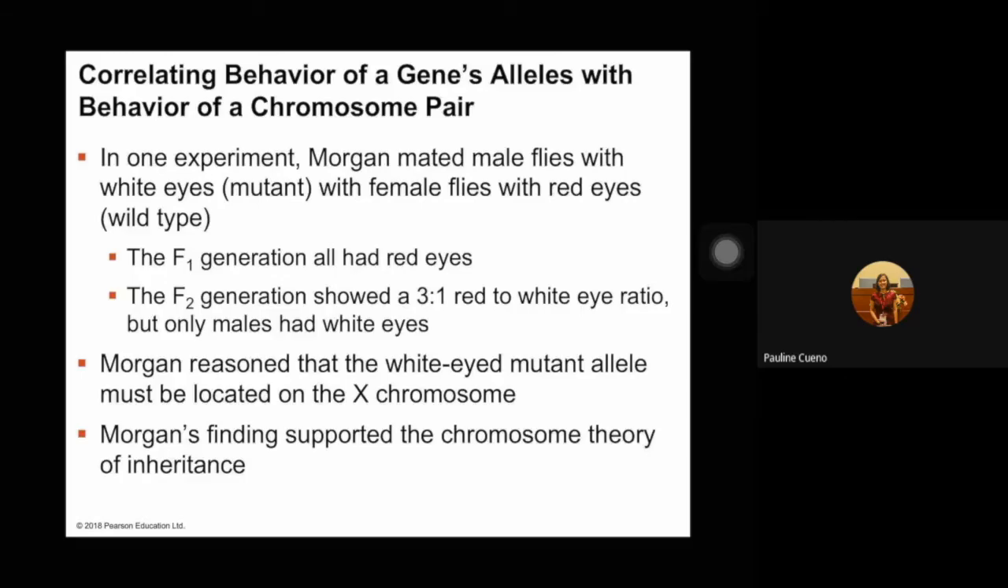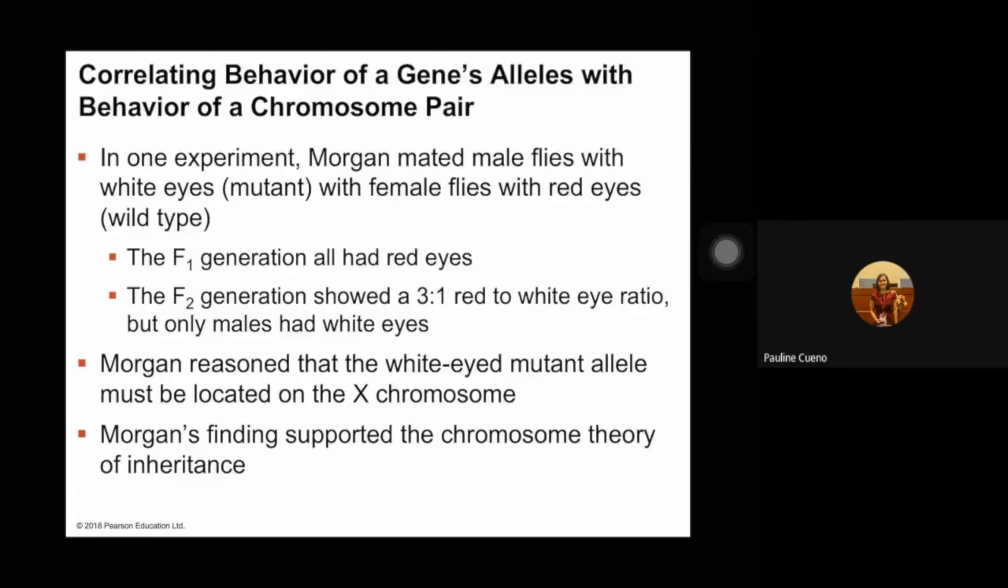So, what is the difference between their experiments? In Morgan's F2 generation, he observed that only males had white eyes. And the females all had red eyes. Okay, so here Morgan wondered, why do only males have white eyes? Why do the females not have even one white eye? So, our discussion today will be explaining that, why the eye color of a fruit fly depends on its sex. Okay, so we will be discussing those later.